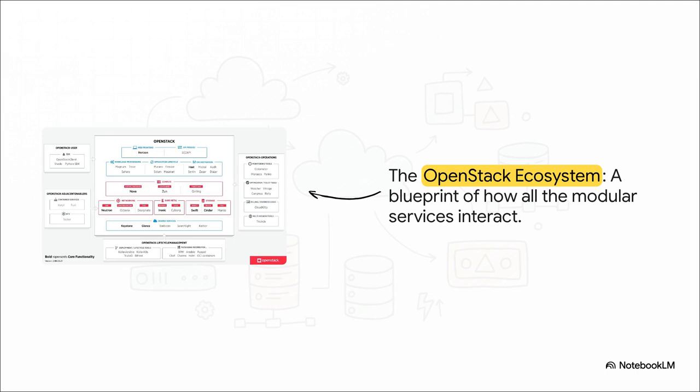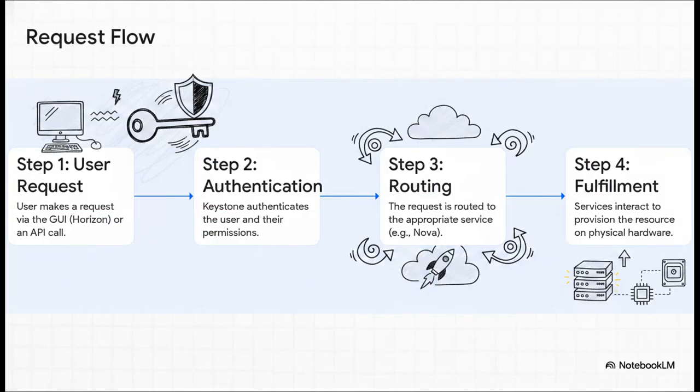This is the blueprint for how everything communicates. Every single interaction is an API call. So let's follow a typical request through this system. It all starts with you, the user, making a request, maybe through the Horizon dashboard or a direct API call. That request's first stop is the Keystone endpoint to get an authentication token. Once you have that token, your next request gets routed to the right service. Let's say the Nova API to build a new server. Nova then becomes the conductor, making its own API calls to other services to gather everything it needs, and then provisions that VM on the actual physical hardware.